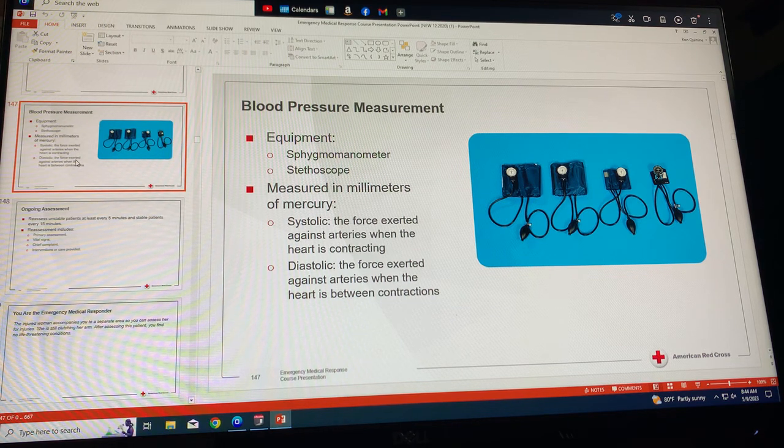So we have blood pressure, measured in millimeters of mercury. Systolic, like we discussed, is the force exerted against arteries when the heart is contracting. Then we have diastolic. That's the force exerted against arteries when the heart is between contractions.